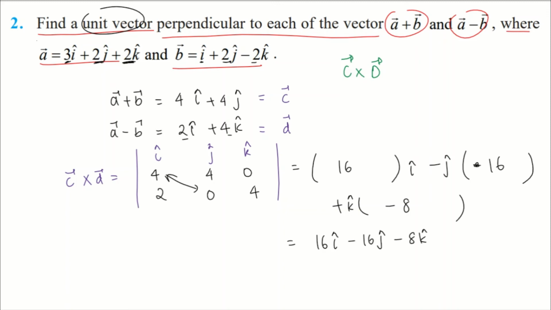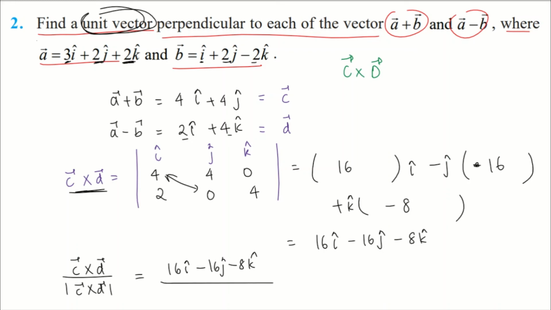Now we are asked to find a unit vector. तो हमें इस direction में एक unit vector निकालना है. That will just be equal to this entire vector divided by its magnitude. ऐसे ही हम unit vector को calculate करते हैं. So 16i hat minus 16j hat minus 8k hat divided by the square root of 16 square plus negative 16 square plus negative 8 square.